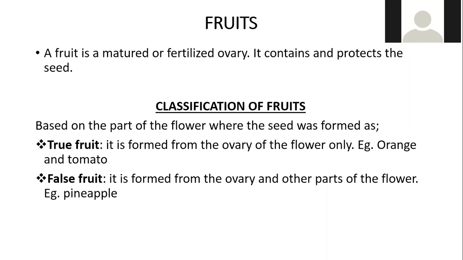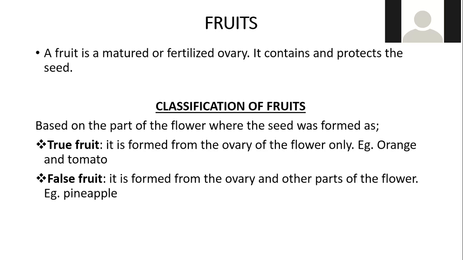Now with the true fruit, it's formed from the ovary of the flower only. So only the ovary. Example, you have orange, tomato. There are a lot. We'll be looking at more under them. So this is just something small for you to know what we're talking about. Then with the false fruits, they are formed from the ovary and other floral parts.